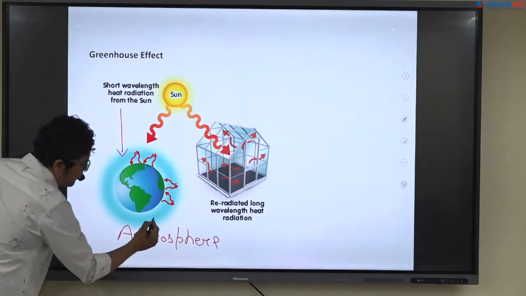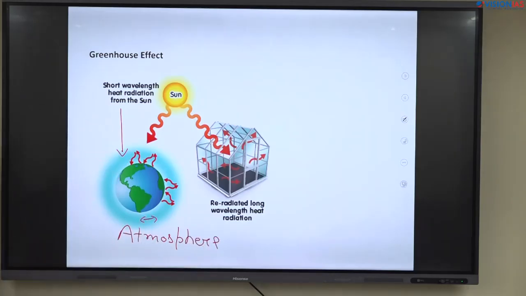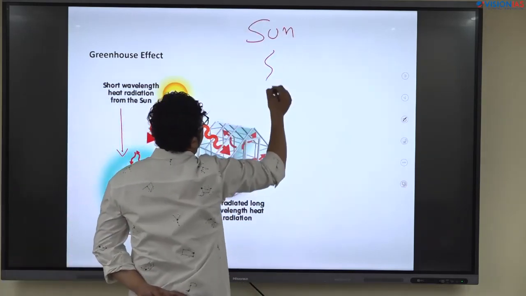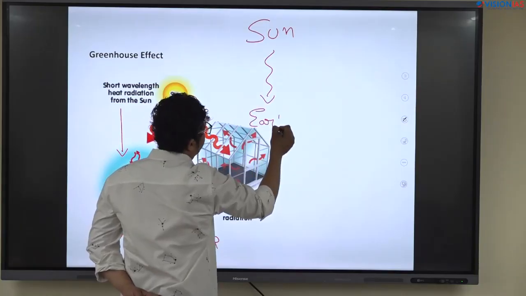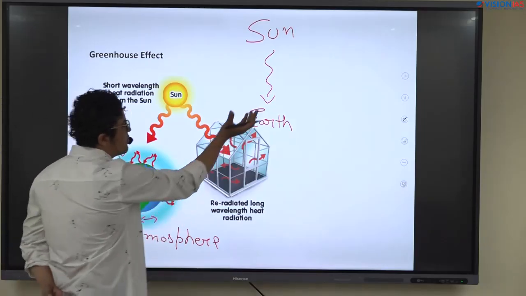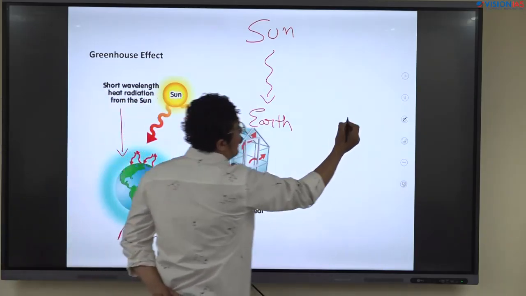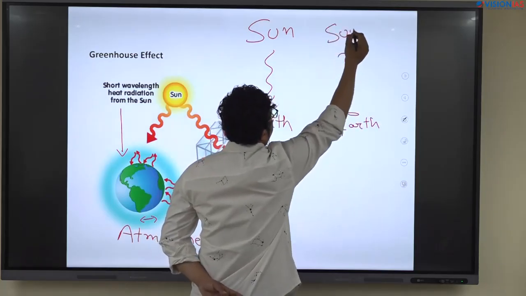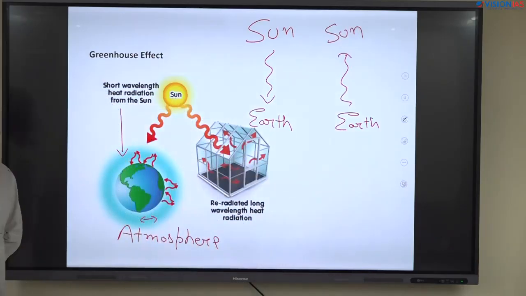Earth is surrounded by atmosphere, gases. The radiation which is coming from the sun to Earth, Earth captures some of this radiation and reflects back the remaining. Okay, so these are the two processes that you have to consider: radiation coming from the sun, Earth captures some of it, and Earth reflects back the rest.